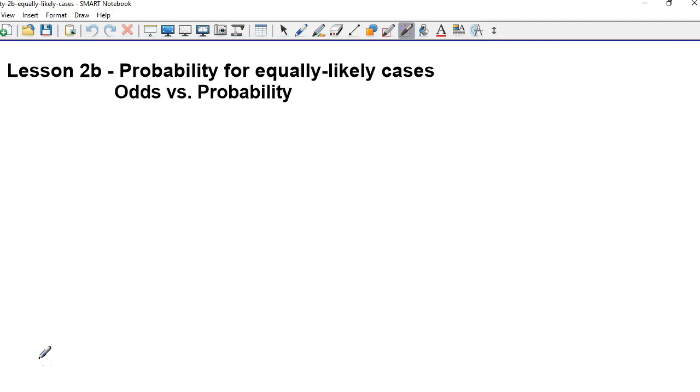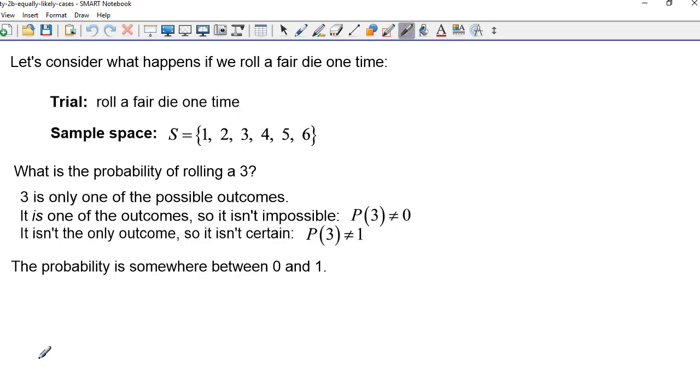Okay, this lesson 2B will be about how to compute probability for scenarios involving equally likely cases, and we'll also talk about the idea of odds, which is just a different way to indicate likelihood other than probability. So let's consider what happens if we roll a fair die one time, a six-sided die.